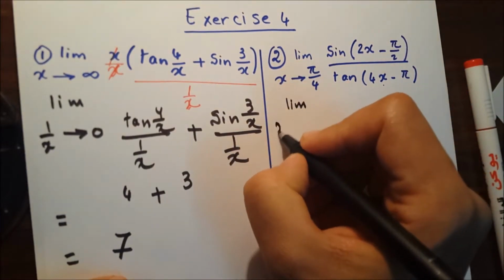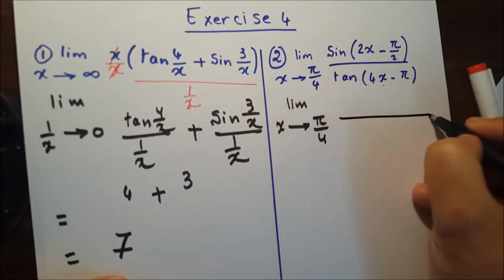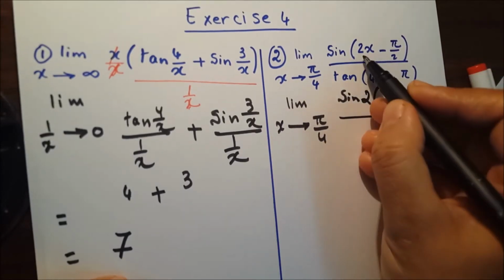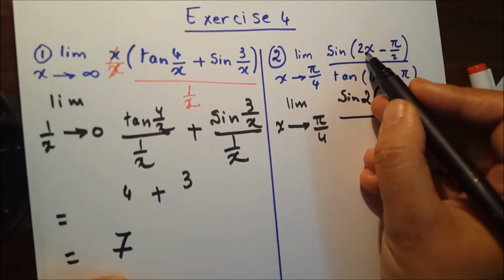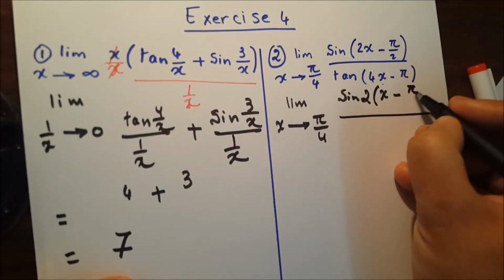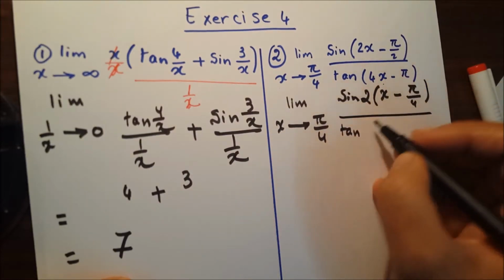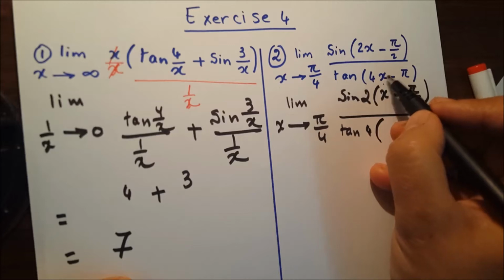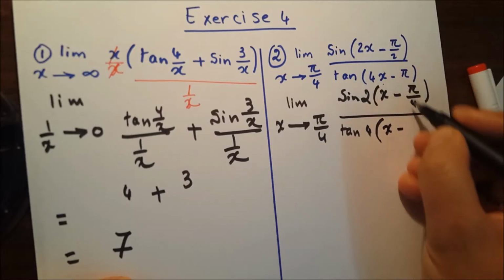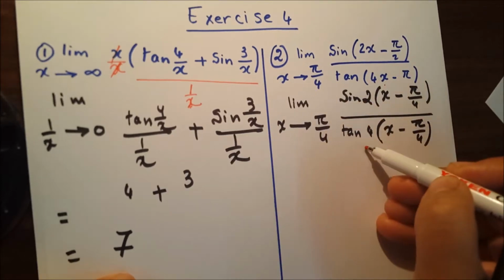So limit as x tends to pi over 4 of sine, take out 2 as a common factor, so 2 times, divide each term of the angle by 2. So 2x divided by 2 to be x, minus pi over 2 divided by 2 to be pi over 4. Down it's tan. Now let's take out 4 as a common factor and divide each term of the angle by 4. So 4x divided by 4 to be x, and minus pi divided by 4 to be pi over 4. Now we have the same angle up and down with different coefficients.